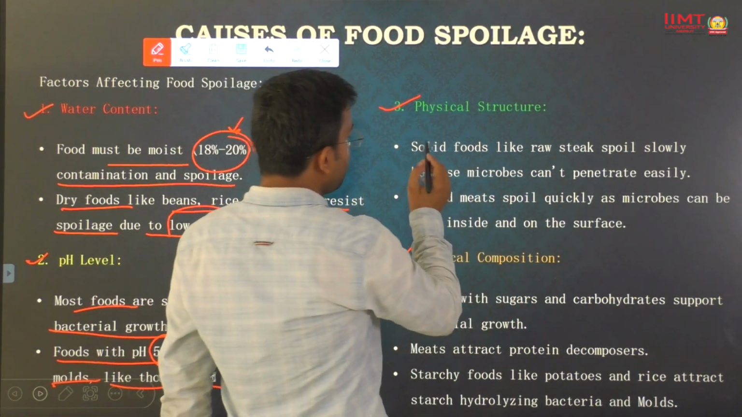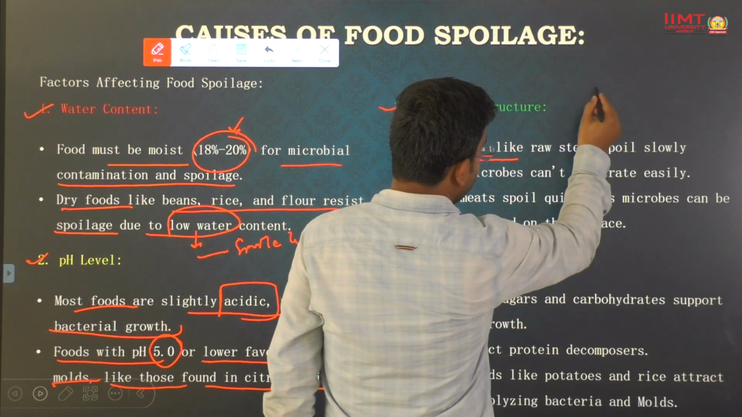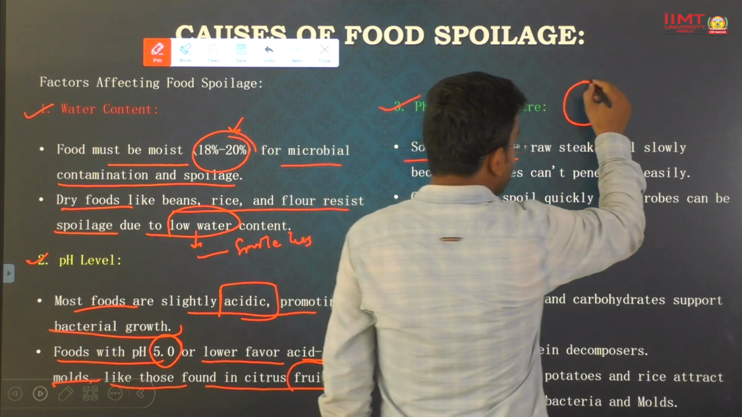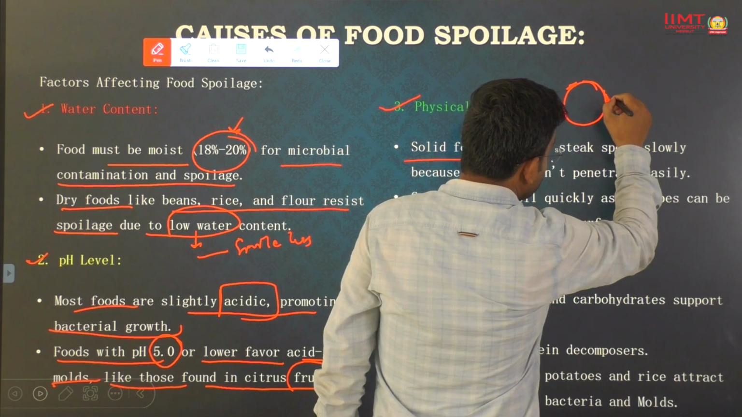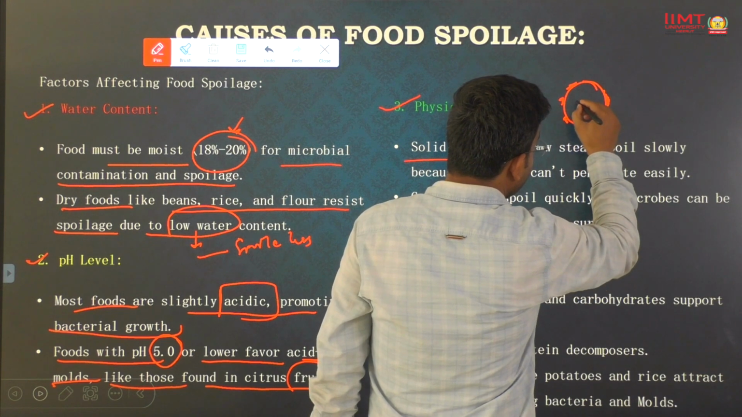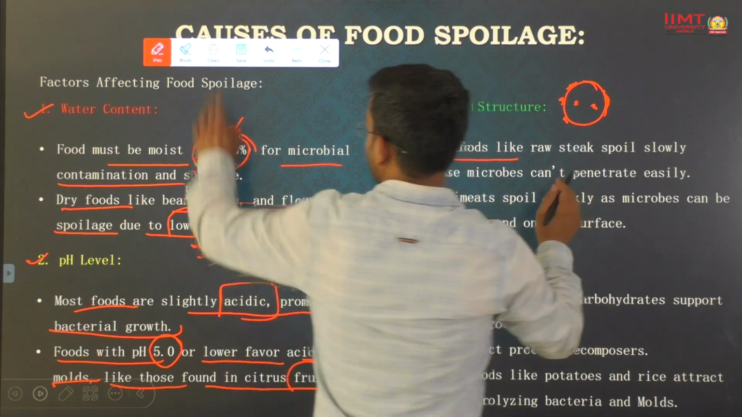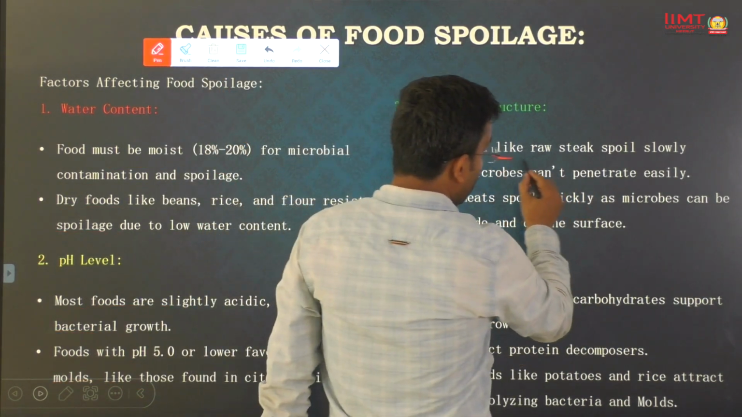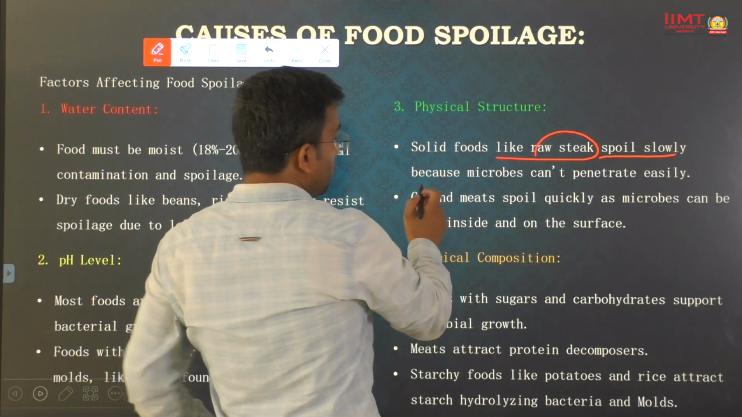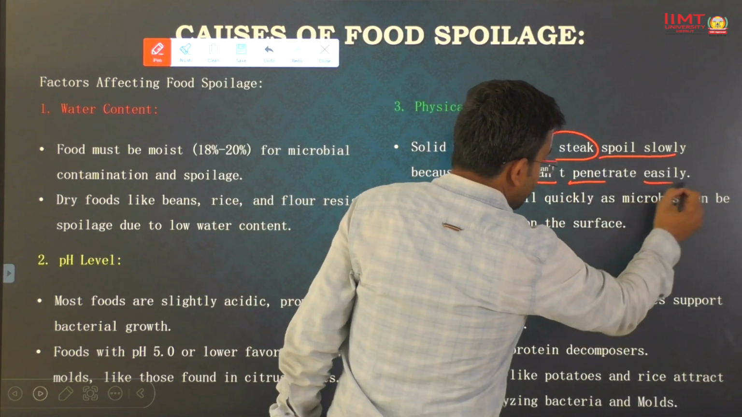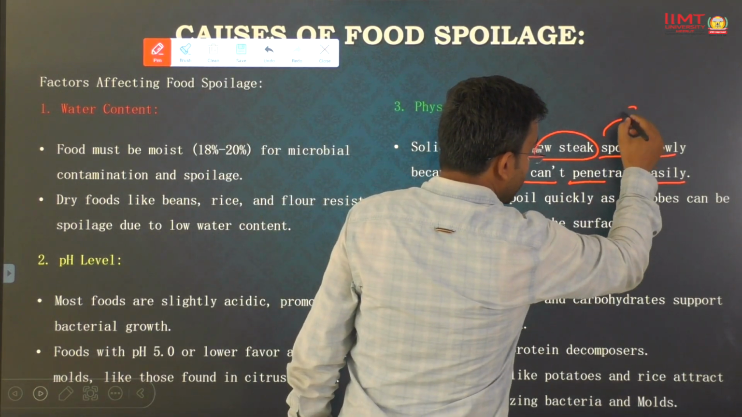So here is physical structure. Physical structure is also a parameter that decides microbial spoilage. Solid foods, like solid fruits with no damage on the surface, no affected areas like black portions or damage from transportation, spoil slowly, because microbes can't penetrate easily and do not enter the food items very easily.